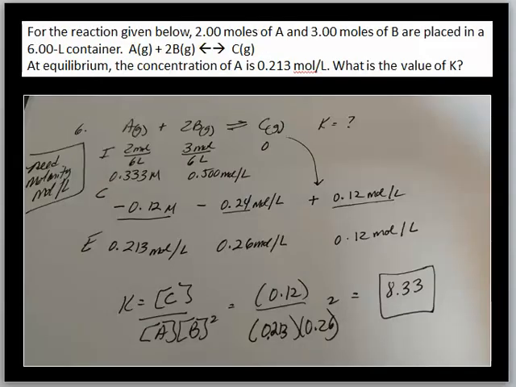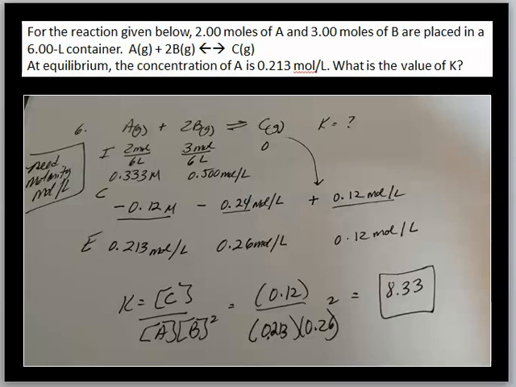Question 6 is going to require a little more work on your part. Again, you have been given an equilibrium concentration. You have an equation. You have no K value. They give you your initial concentrations, or excuse me, they only give you your initial moles. You have to get your molarities. They give you the equilibrium concentration of A. So this is very similar to a previous problem.